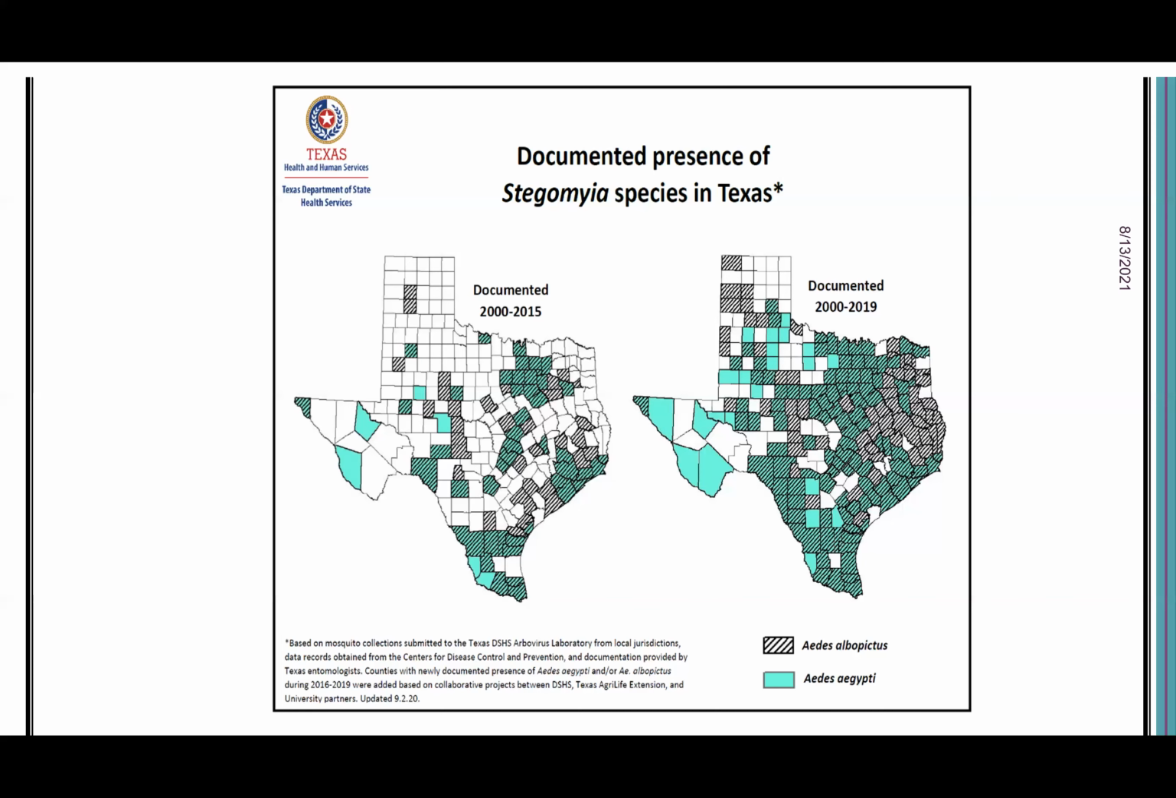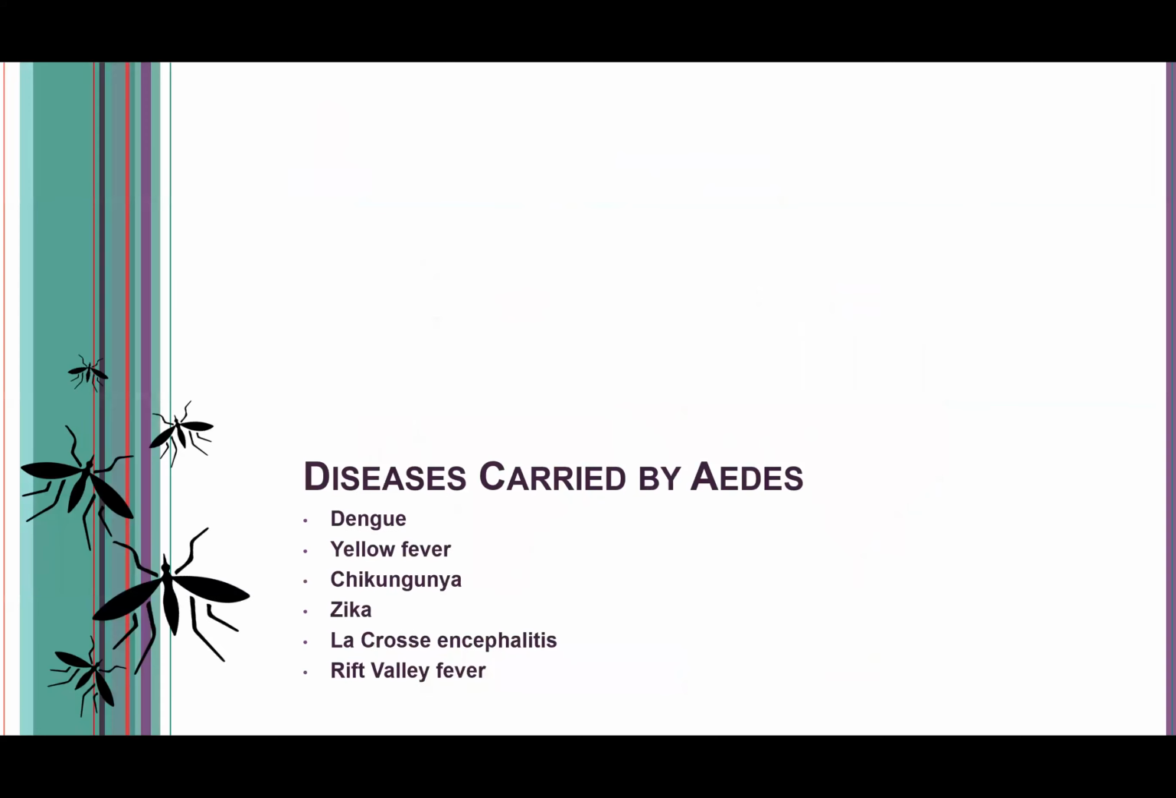There are some areas where we haven't found one or the other. Like far west, in the deep, I guess this is the Big Bend area, west part of Texas, we haven't found albopictus there, probably because there's not a lot of trees, and that's where it prefers to grow. And then in the deep east part of Texas, the southeast, we haven't found a lot of aegypti, and it's more heavily treed. So that could be a factor, or it could be just surveillance techniques.